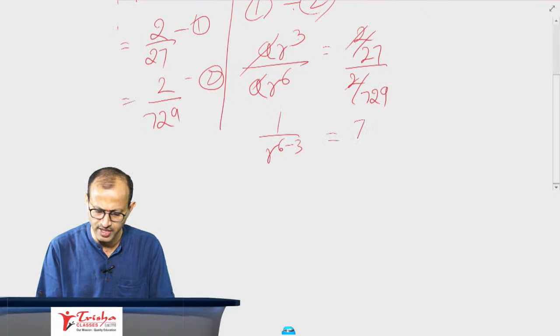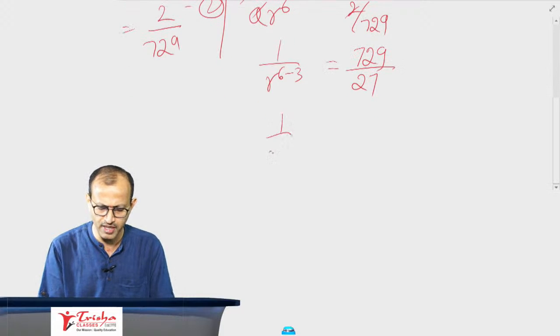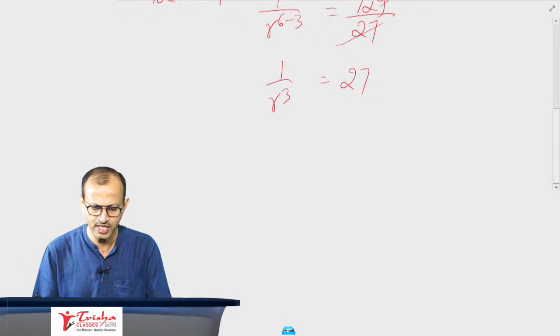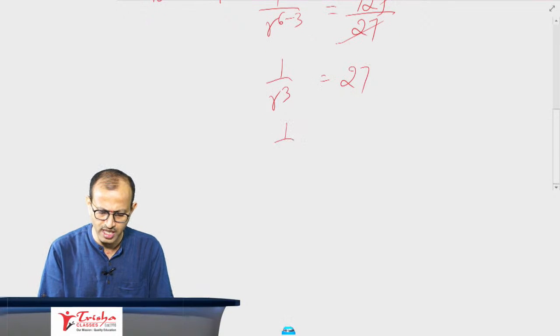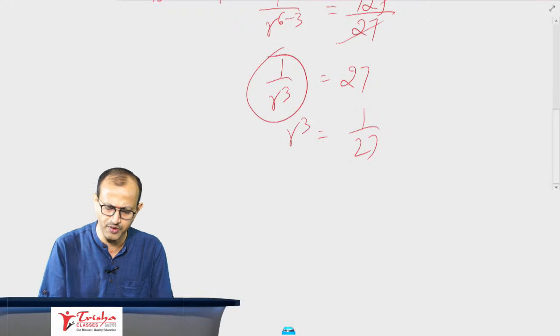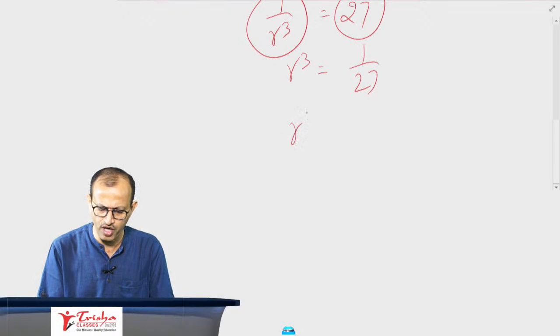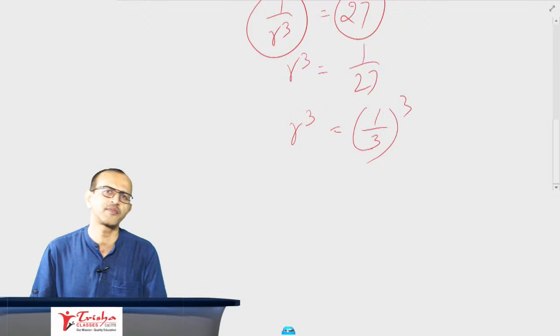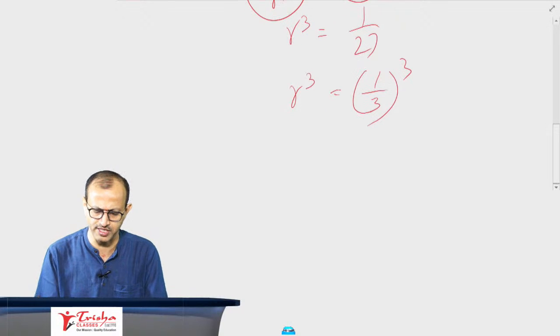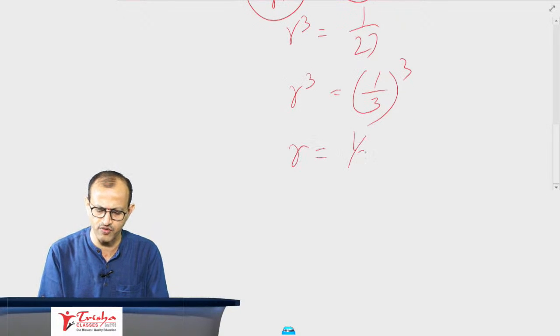Here, it becomes 729 by 27. Finally, what is the result? 1 by r cube is equal to your answer 27. 1 by r cube is 27, then r cube will be 1 by 27. I made a reciprocal here, here also I should do. Therefore, r cube is equal to 1 by 3 whole cube. All of you are able to make out? 1 by 3 whole cube is 1 by 27. Therefore, you can equate r is equal to 1 by 3.